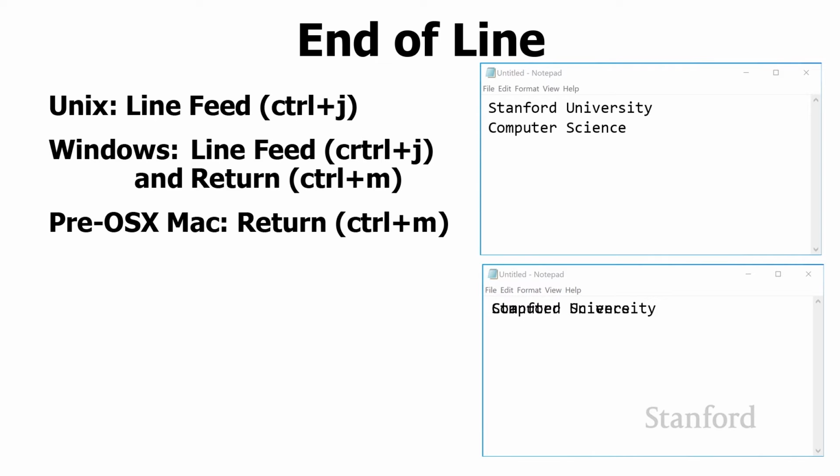On the bottom here, what we see is how this might appear on a PC text editor. We've got Stanford University as before, and then we've got the Control M, which is a carriage return. On the PC, that just returns to the beginning of the line. It does not shift down a line. And so what we actually have is Stanford University and immediately on top of it, computer science. Fortunately, most modern editors are conversant enough in the various possible ways of ending a line that they will do the translation for us.